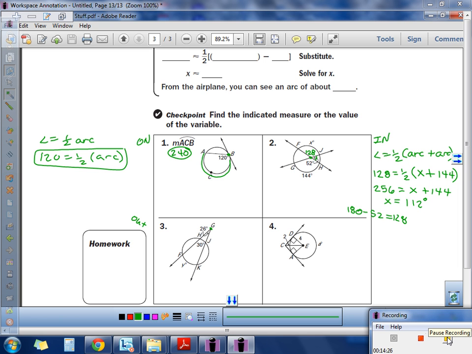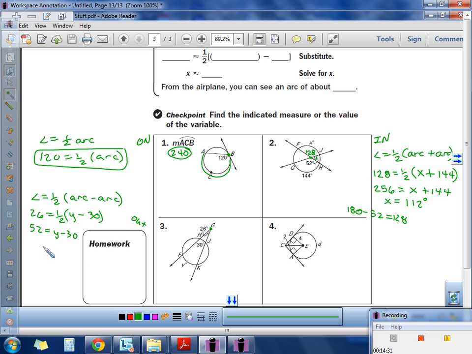Here's the last one. It's outside of the circle. So angle is half. What do we do with the arcs this time? We subtract those arcs. And we typically do big minus small to make our signs work out properly. The angle is given, it's 26. Do we know the big arc? No, it's y. And the small arc that it hits is 30. Once again, a fast way to get rid of the 1/2 is to multiply each side by 2. So I get 52 equals y minus 30. Add 30 to each side, and we get y is 82 degrees.